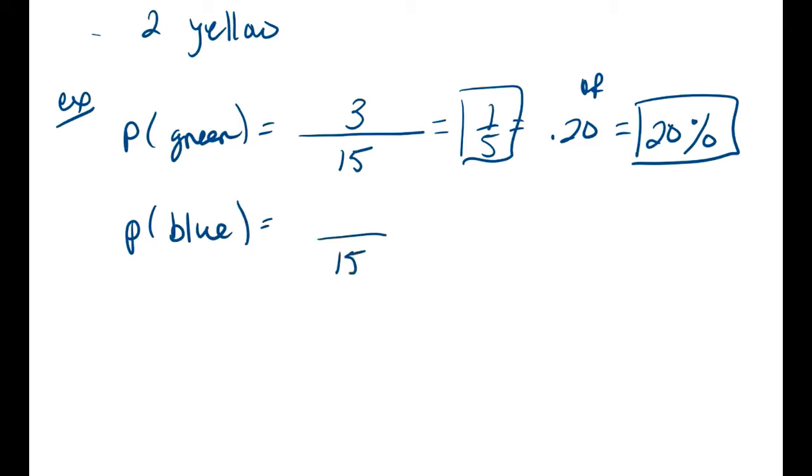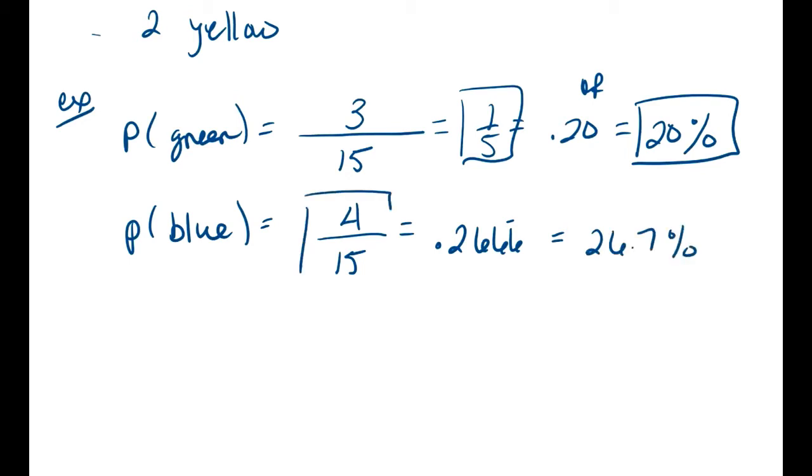Well, there's still 15 marbles in total, and we had 4 of the blue marbles. So 4 is what we want, that goes on top. When we divide this, we get 0.2666 repeating. And then when we convert to the percent, it's going to be 26.7%. So the probability is either going to be 4/15 or 26.7%.